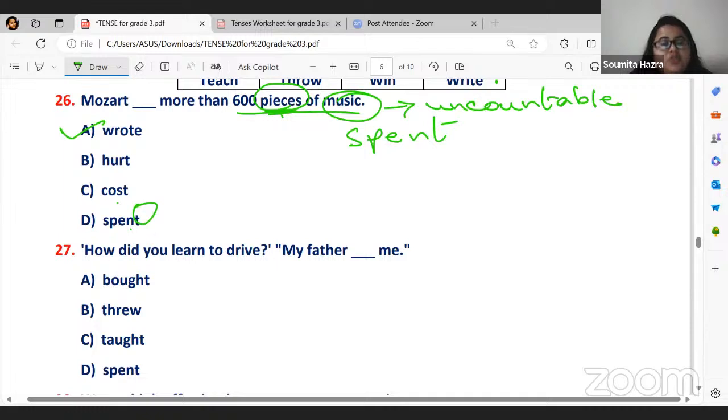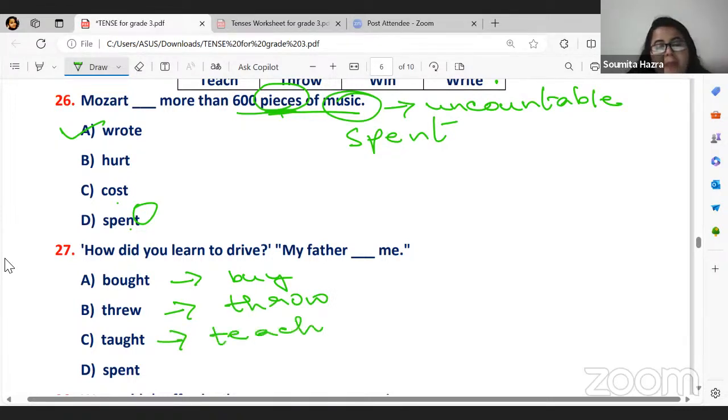How did you learn to drive? My father dash me. My father bought me. Bought comes from buy. My father threw me, and I learned driving. Threw comes from the word throw. Taught comes from the word teach. And spent comes from the word spend. My father spent me? No. Which one is the correct option? 27C. So my father taught me, and that is how I learned driving.